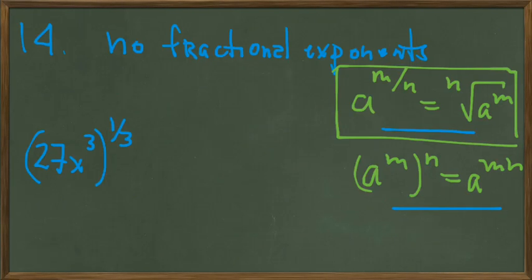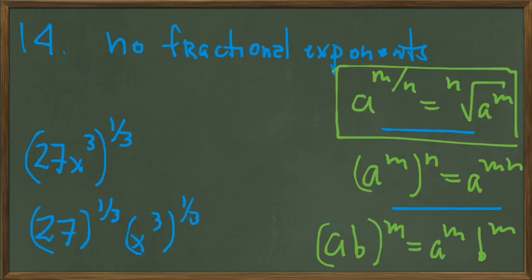So here, when we multiply those two exponents, we get 27 to the 1/3 and x cubed to the 1/3. Actually, we're doing one step prior to that. So first we're using this rule that if we have the product raised to a power, it's each factor in the product raised to that power.